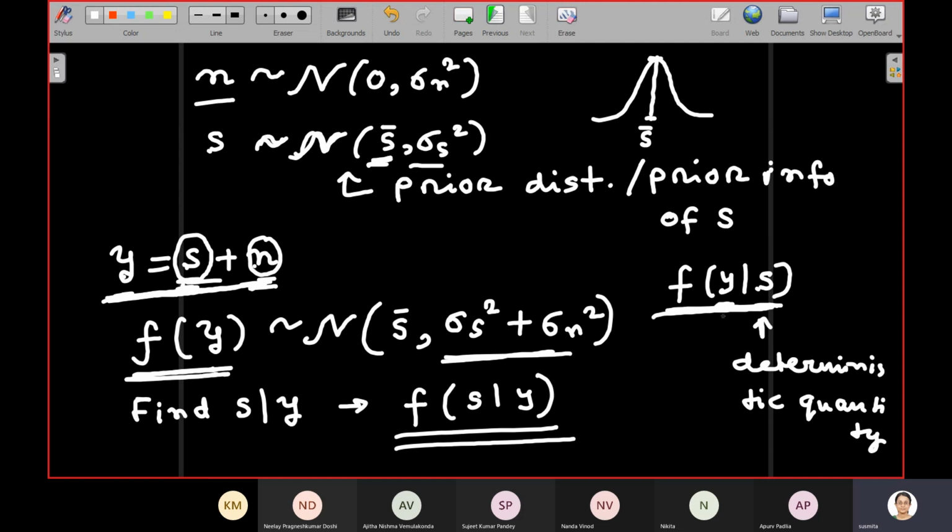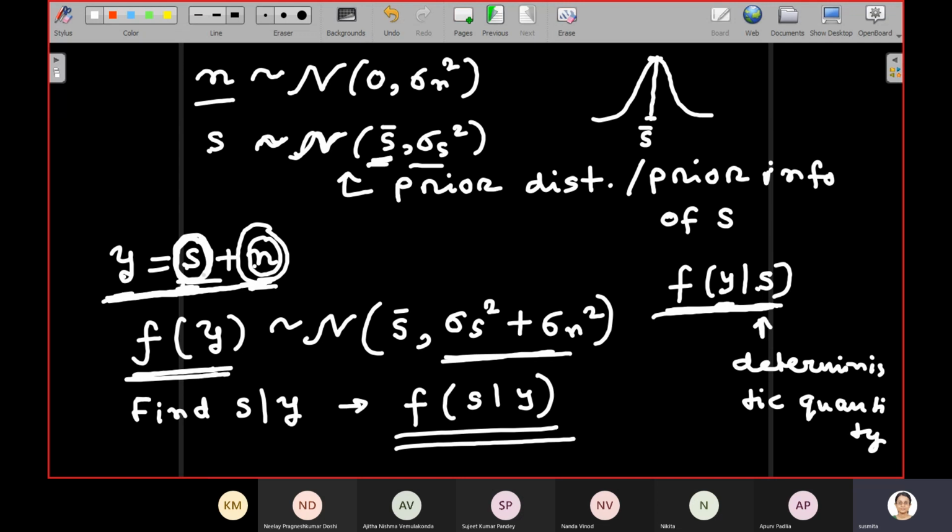So what can we say about the PDF? Now since this is a deterministic quantity, it will not have any contribution to the PDF. It is deterministic, it is known, it can be assumed to be known. The only random variable here is actually N.